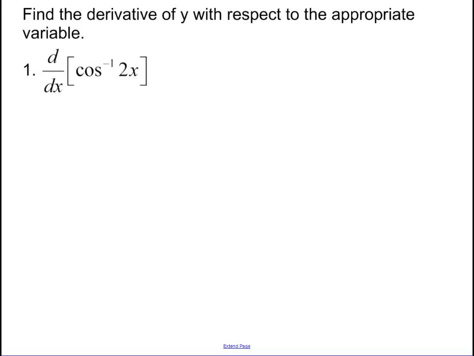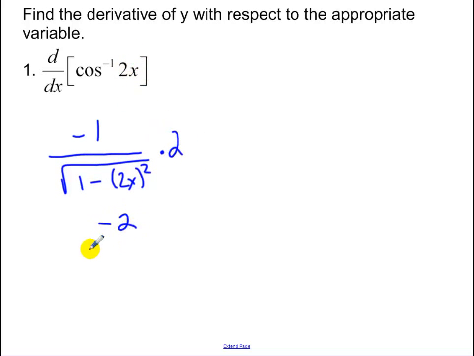Okay, find the derivative of y with respect to the appropriate variable. So we're finding d dx of this inverse cosine. Inverse cosine, remember, was the same as inverse sine, just the negative version. So 1 over the square root of 1 minus 2x squared, times the derivative of 2x, which is 2. That's going to simplify to this.